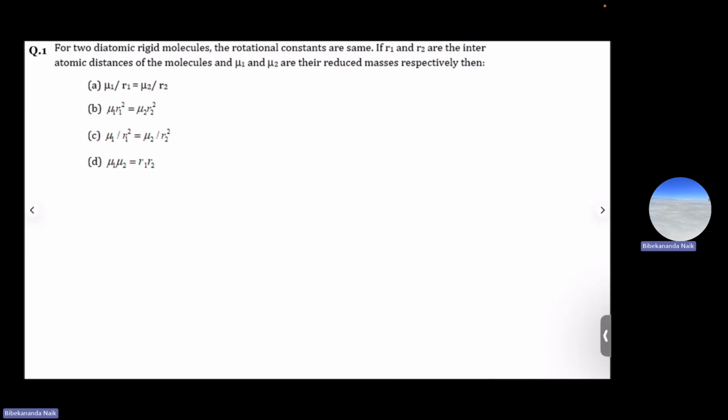So here it is related to the concept of rotational spectra. In the question, it says there are two diatomic rigid molecules and the rotational constants are the same. So they have the same rotational constant and their interatomic distance. Suppose this is molecule 1, this is molecule 2.